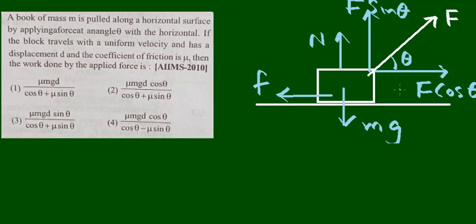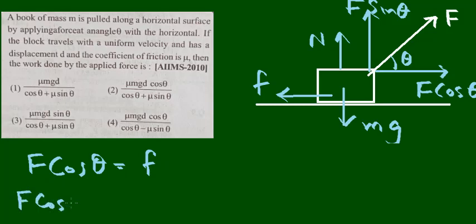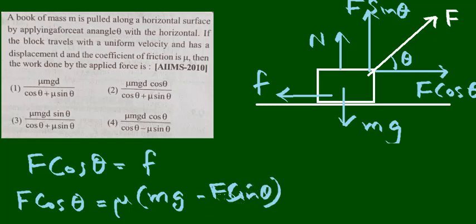It is given that the body is going with a constant velocity. That means the net force horizontally must be zero. There is no acceleration. If there is no acceleration, then we can write that the component of the applied force, F cos theta, should be equal to friction, balanced condition. Okay, so F cos theta is equal to the friction we calculated, which is mu times (mg minus F sin theta). From this we can calculate the applied force F.